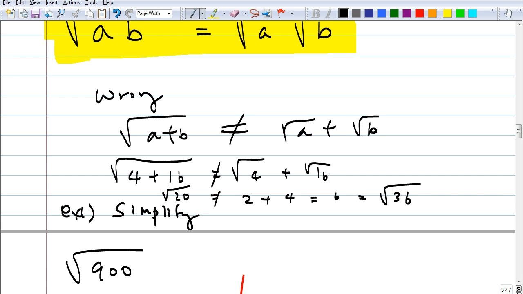Okay, Matt. Matt? Yeah, you could do square root of 9 times square root of 100. Or you could do what? Square root of?